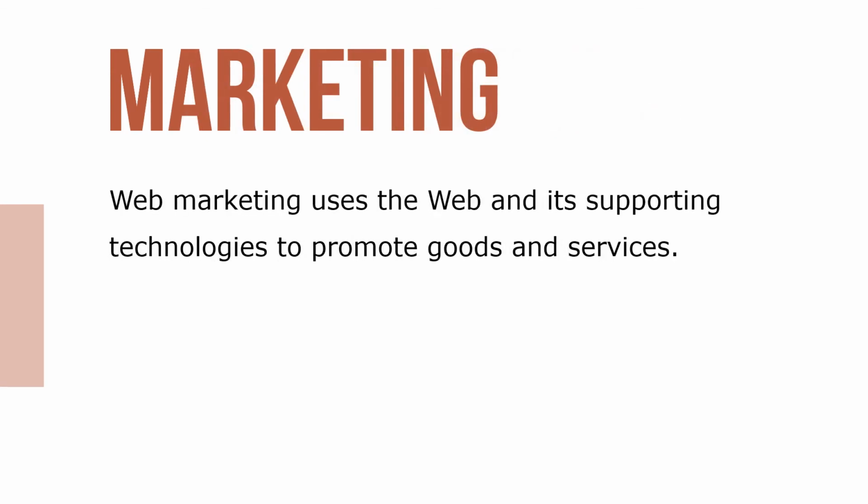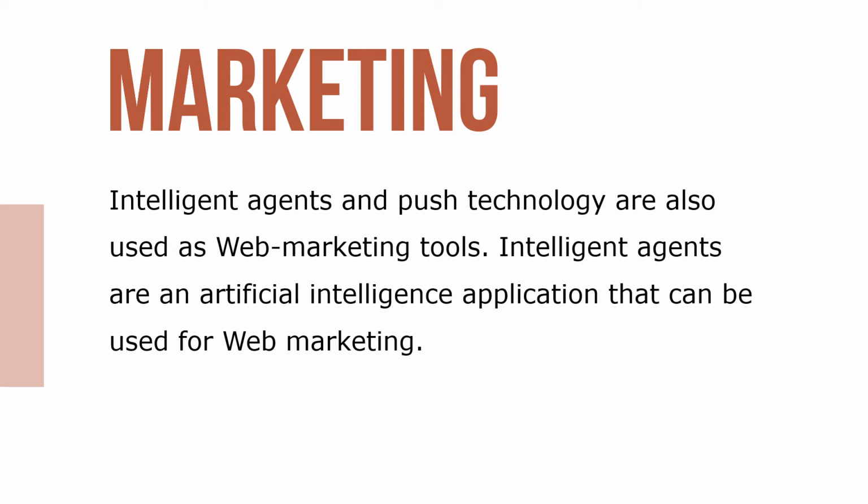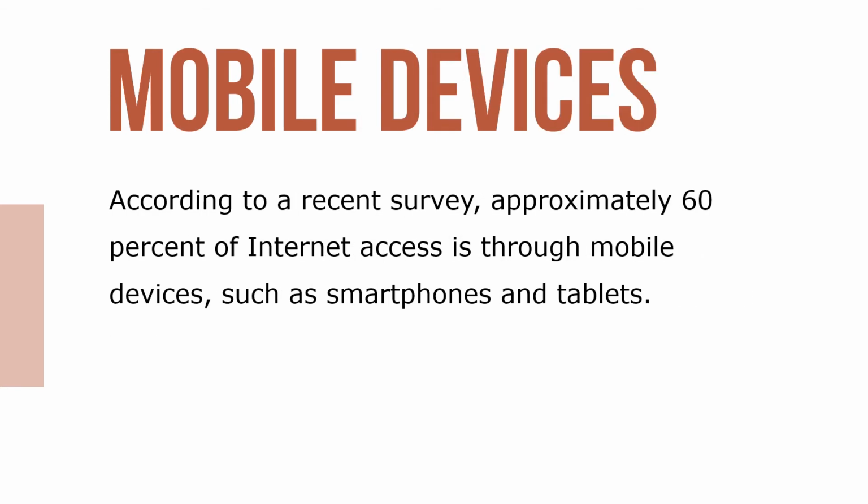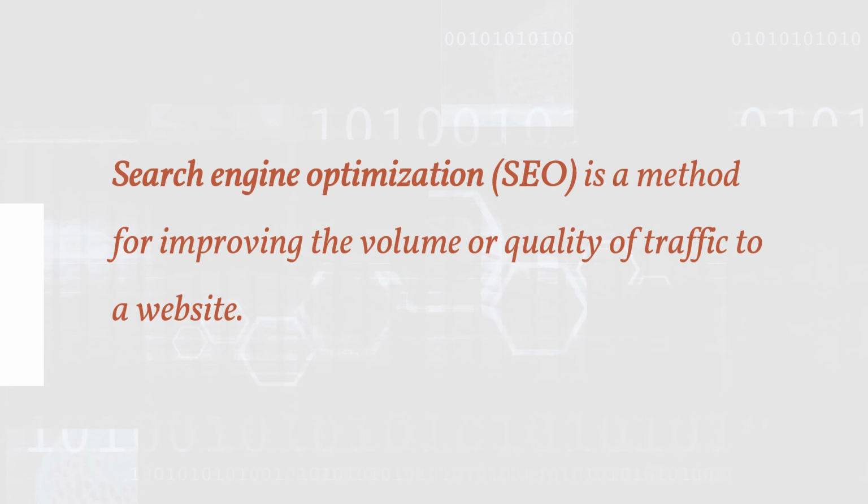Web marketing uses the web and its supporting technologies to promote goods and services. Intelligent agents and push technology are also used as web marketing tools. Intelligent agents are an artificial intelligence application that can be used for web marketing. According to a recent survey, approximately 60% of internet access is through mobile devices such as smartphones and tablets. Search engine optimization, known as SEO, is a method for improving the volume or quality of traffic to a website.